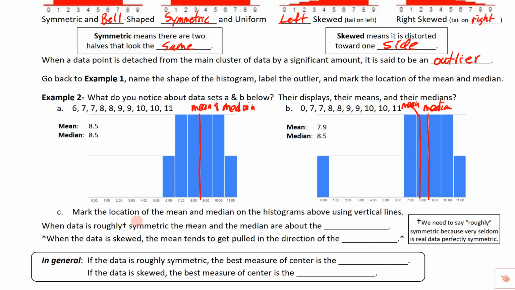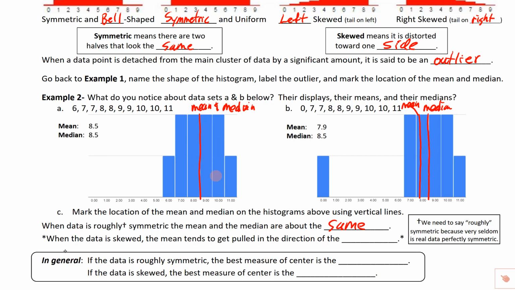So it says we've marked the locations of the mean and the median on the histogram using those vertical lines. And here's what we want to notice. When data is roughly symmetric, the mean and the median are about the same. They're nearly always really close to identical. And we need to say roughly symmetric because very seldom do things happen like this. Like this is perfectly symmetric. We've got two of these rectangles on either side and then two of these larger rectangles on either side.